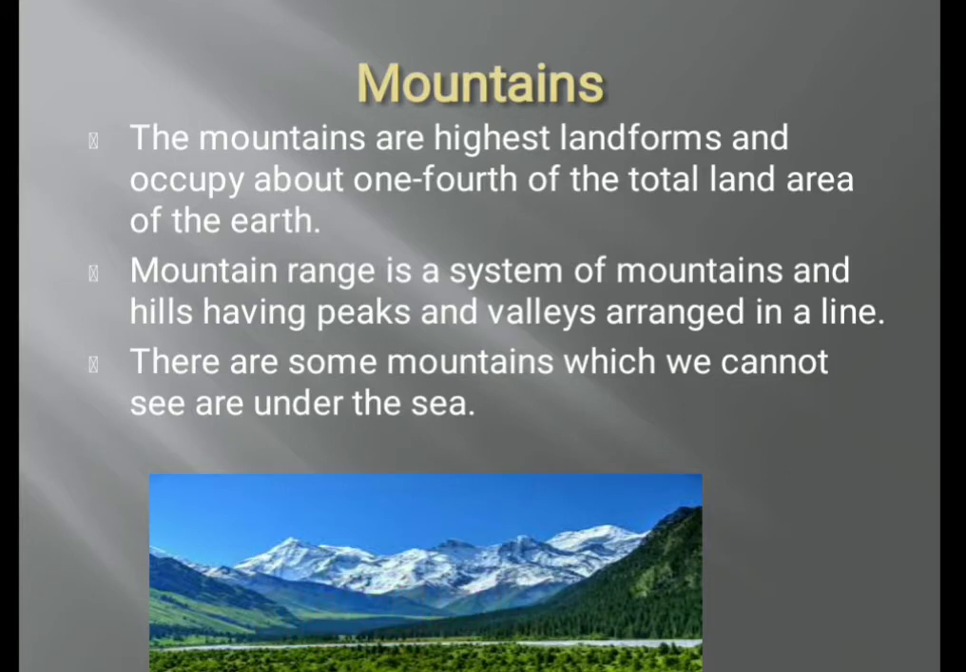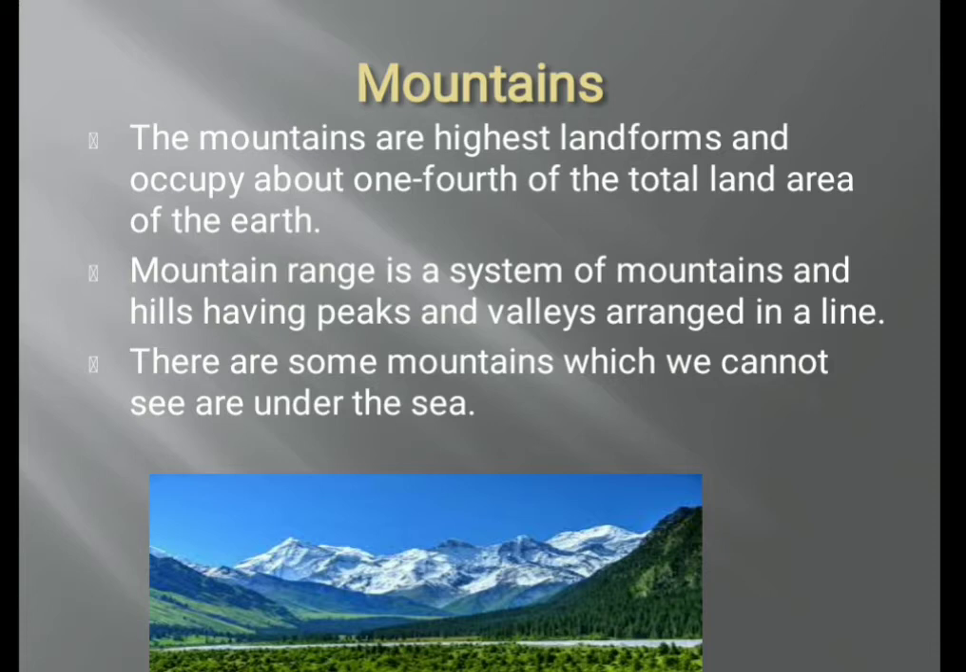There are some mountains which we cannot see, which are under the sea. And you know what are glaciers? There are permanently frozen rivers of ice which are known as glaciers. Now, because of the harsh climate of the mountains, fewer people live in the mountain areas. Since the slopes are steep, less land is available for farming.